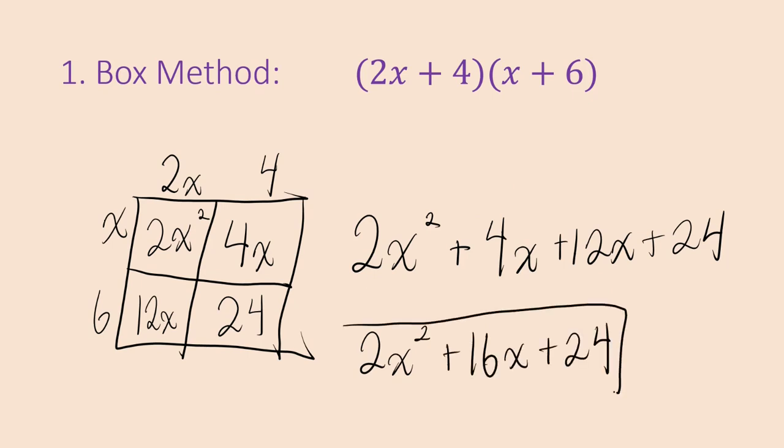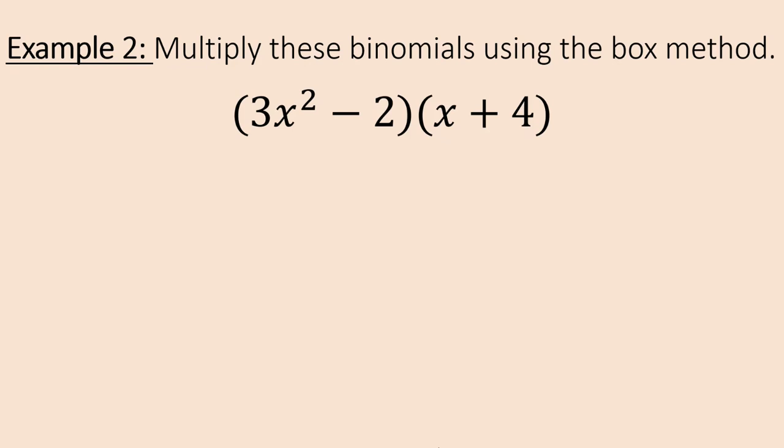And I'm done. Okay, example 2, go ahead and write it down. We're going to do this one together as well. All right, so let's take a look. How many terms do I have in each polynomial? Well, they both have 2 terms again, so I need to make a box with space for 2 terms on the top and 2 terms on the side. Now, it does not matter which one you put on the top and which one you put on the side. I usually just do the first one on the top.